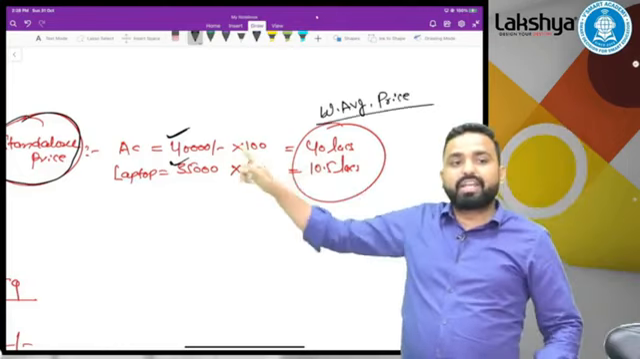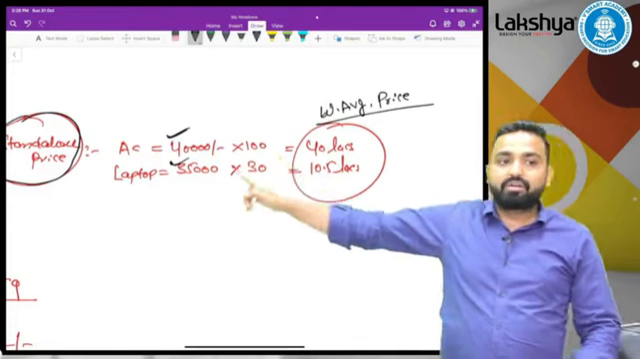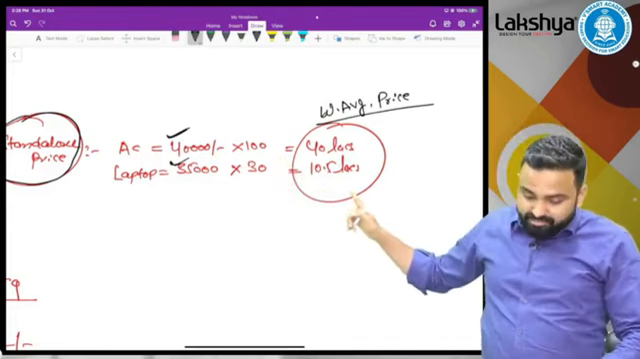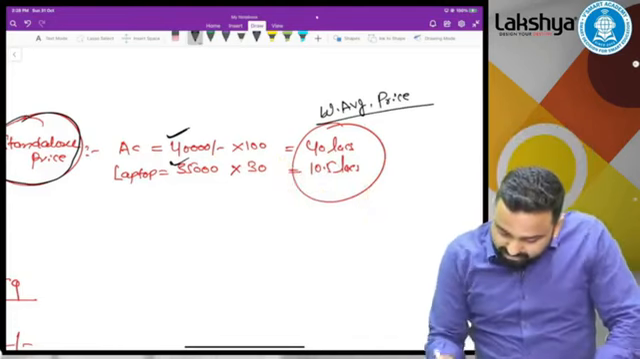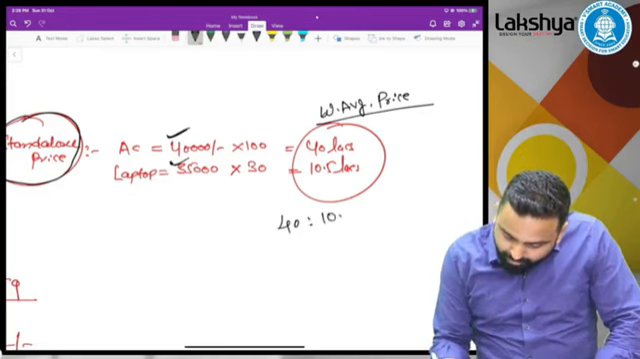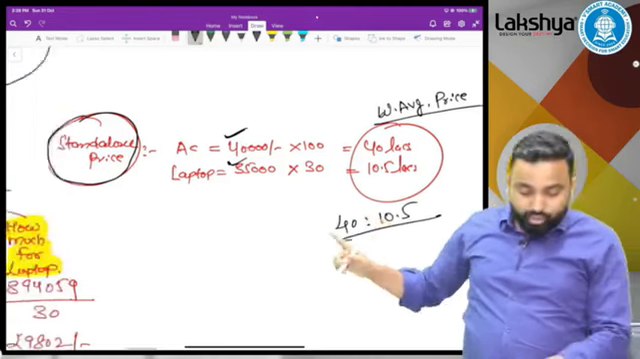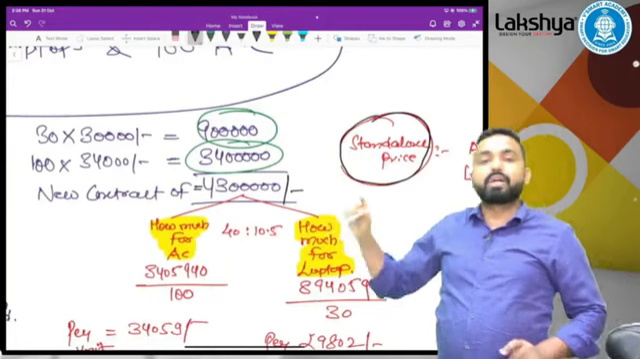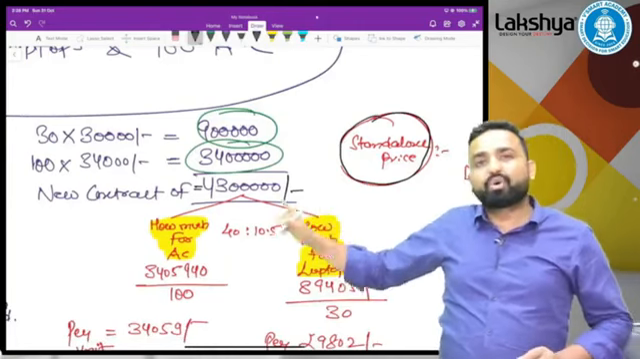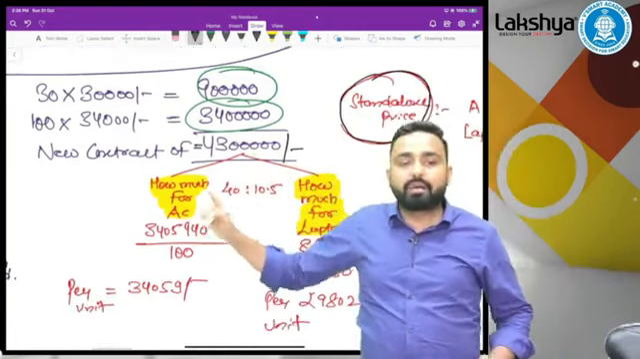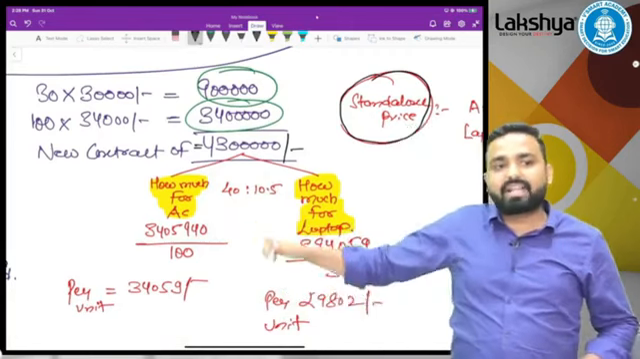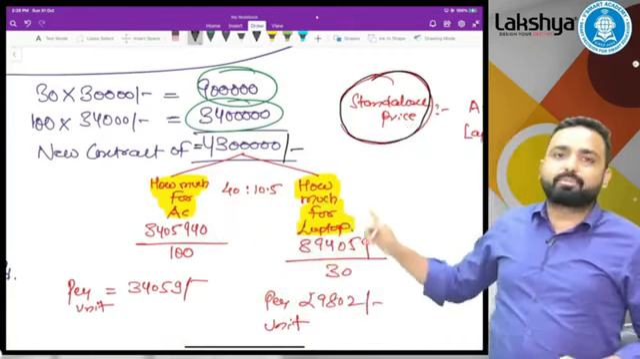So 40,000 into 100, it becomes 40 lakhs. 35,000 into 30, it becomes 10 lakh 50,000. So this 40:10.5 becomes the ratio to allocate this 43 lakh. What I need to do? I need to allocate this 43 lakh into the AC supply and the laptop supply.